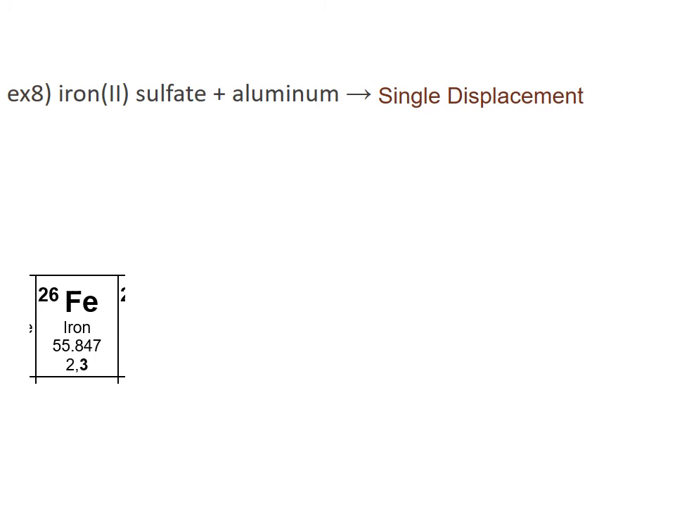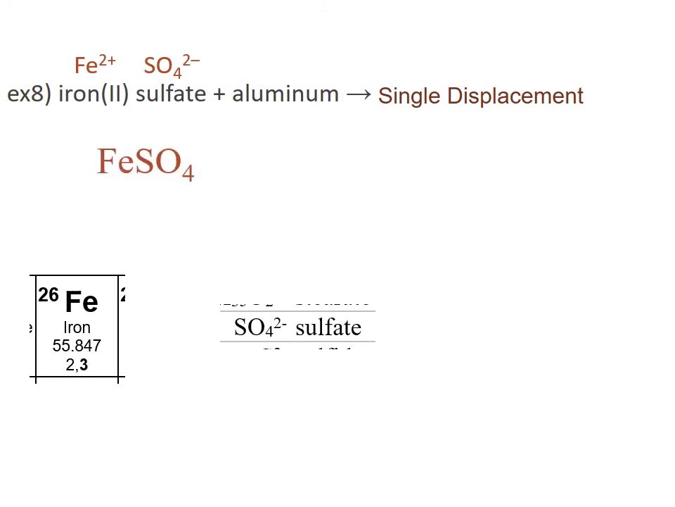Remember, a Roman numeral is the charge. So iron has a plus 2 charge. Sulfate is on our negative list. So I will write SO4 2 minus over sulfate. When they come together, plus 2 minus 2, lowest common charge is 2. So I just need a 1 of each. And that is reacting with, and it just says aluminum, so Al.